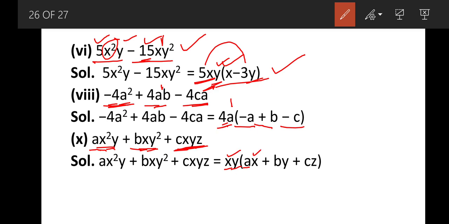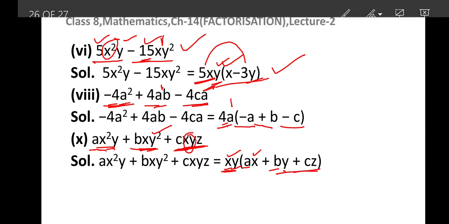So it will be ax plus, xy we have already taken out. So what will be left? By, because we need the power as y square, plus cz. So xy already taken out. What will be left? Cz. So this is your answer.